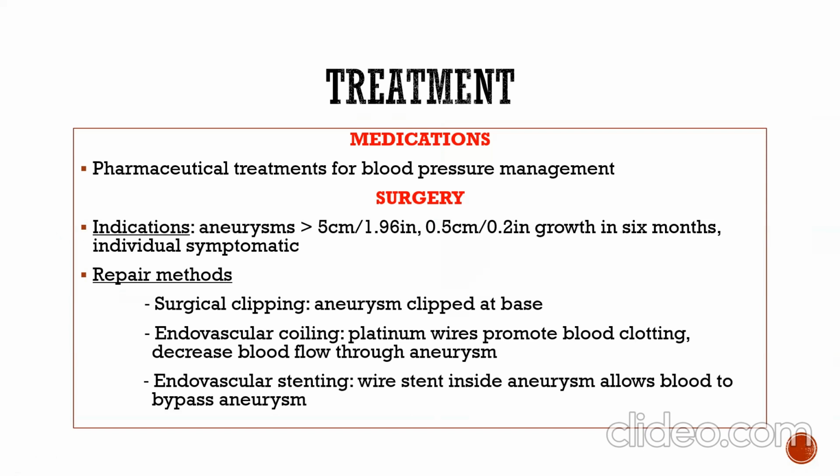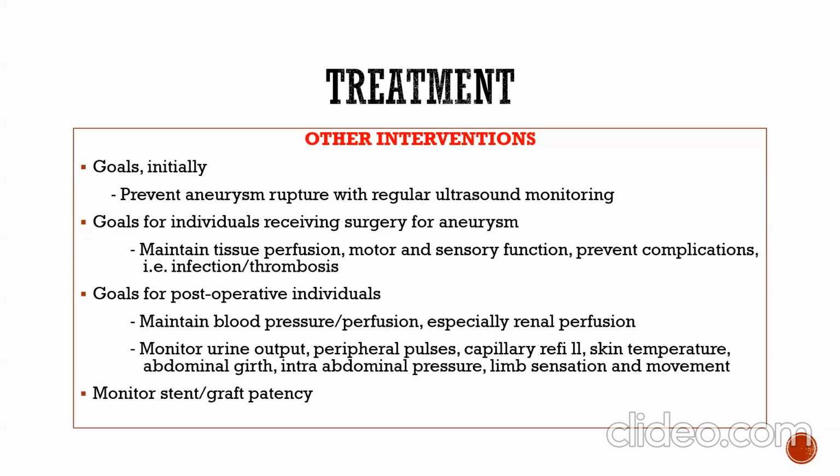pharmaceutical treatment for blood pressure management. Surgical indication: aneurysm more than 5 centimeters or more than 1.96 inches, or growth in 6 months of more than 0.5 centimeters or 0.2 inches, or the individual is symptomatic. Repair methods: surgical clipping, aneurysm clipped at the base; endovascular coiling, platinum wires promote blood clotting and decrease blood flow through the aneurysm; endovascular stenting, wire stent inside the aneurysm allows blood to bypass the aneurysm.